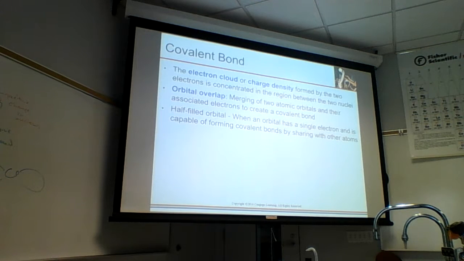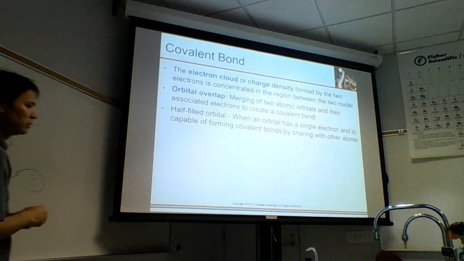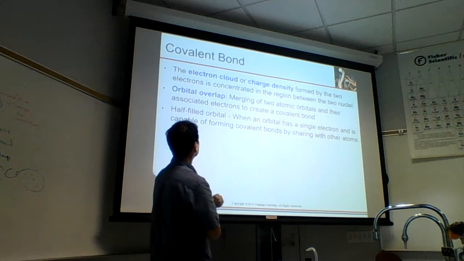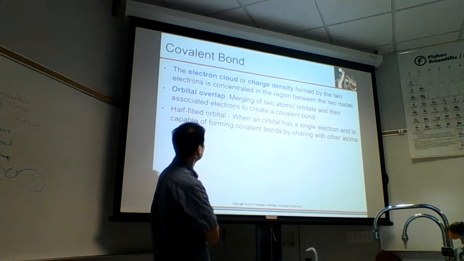So the cloud in the overlapping region is going to be more dense than the cloud outside the overlapping region. So we have a higher probability of finding the electron in the overlapping region. And so this is orbital overlap. So covalent bonds are formed by orbital overlap. Orbital overlap is the merging of two atomic orbitals and their associated electrons to create a covalent bond.